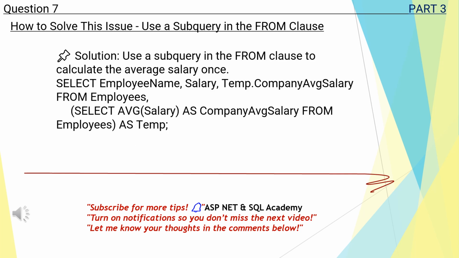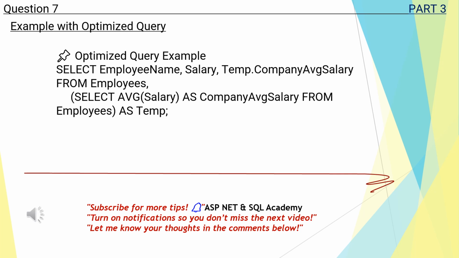Instead of repeating the same subquery, we can calculate the average salary once in the from clause and then reference it in the outer query. This way, we only calculate the result once and it can be used multiple times in the query. In this optimized query, the subquery that calculates the average salary is moved to the from clause and is used in the outer query. This avoids repeating the same calculation and improves performance.